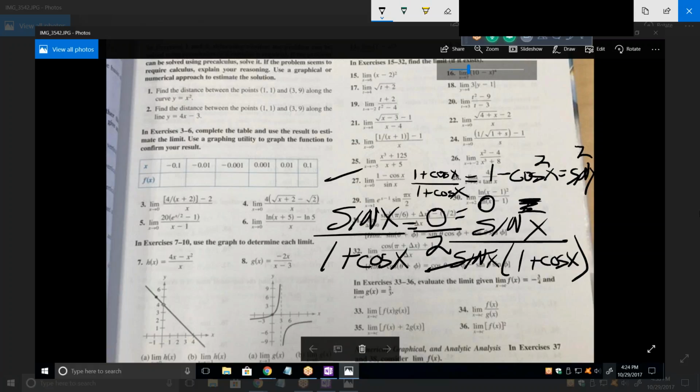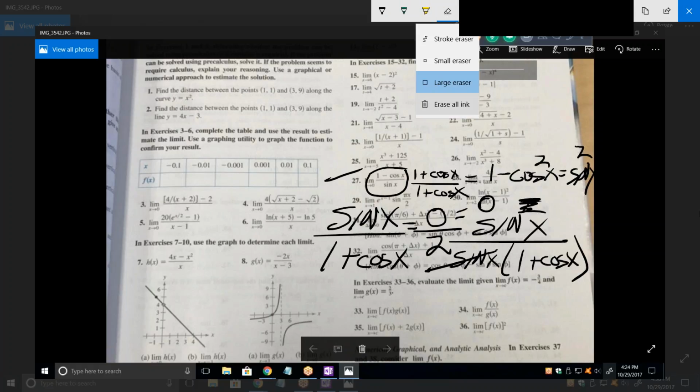So the answer is 0 in the end? Yes. Okay. Where did we start? Like, how did we get to 1 plus cosine x over 1 plus cosine x? Well, when I look at this, the first thing I do is substitute 0, so I get 0 over 0.